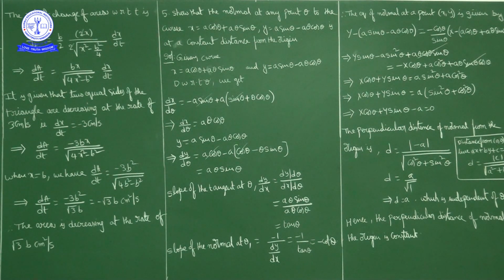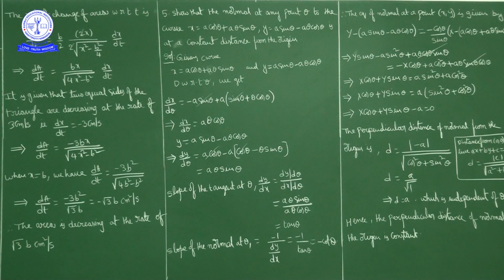Now, the area of triangle ABC, an isosceles triangle, BC is the base b, BC is equal to b, and the equal sides AB equal to AC are equal to x. We draw a perpendicular from A onto the side BC, so AD is perpendicular to BC. As it is an isosceles triangle, the altitude bisects the unequal side, so D is the midpoint of BC, and DC is equal to BD is equal to b by 2.